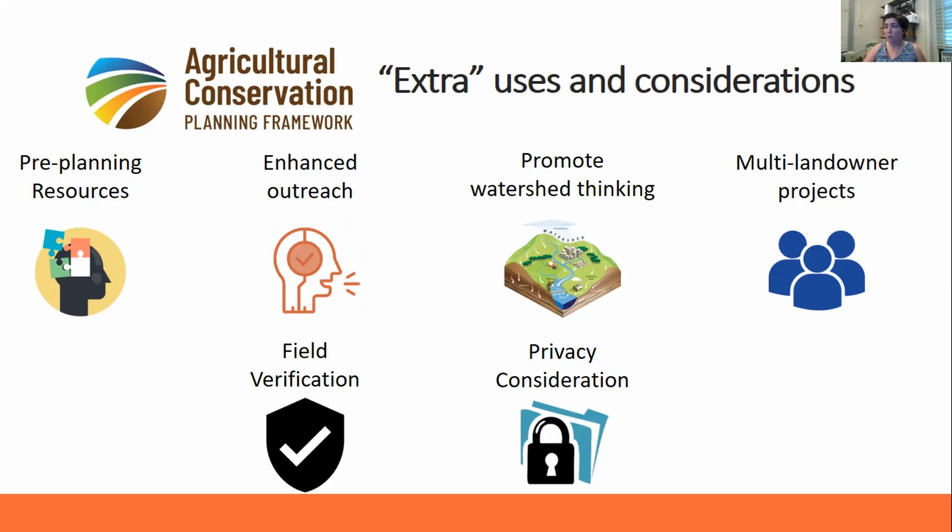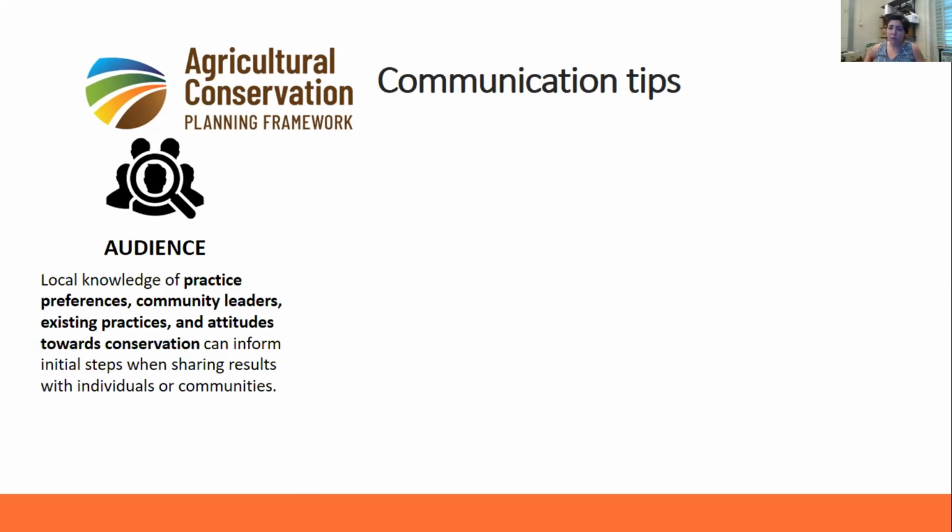I'm going to share a couple communication tips, and in the example maps that I'm sharing, I'll have these little icons pop up, and we'll be able to talk about where and how these considerations and extracurricular uses take place. But first, just some general tips about communicating ACPF outputs. Audience is really important. You have to know your audience, understand who you're talking to, and be able to tailor your message. This is pretty fundamental information for communicating anything, and it applies to ACPF as well.